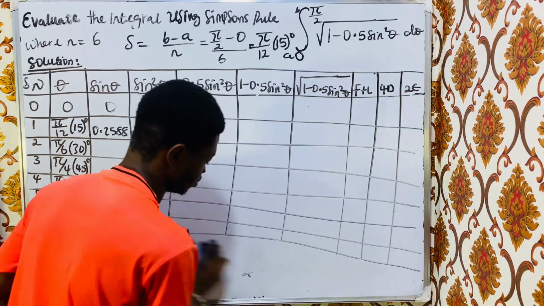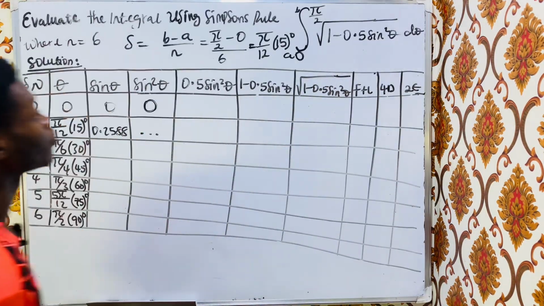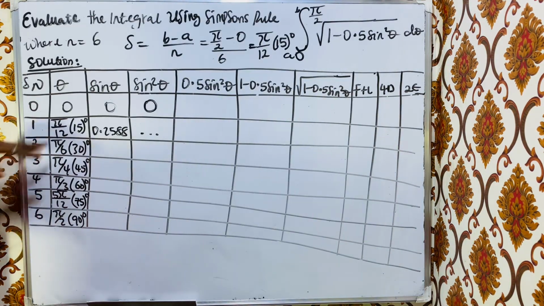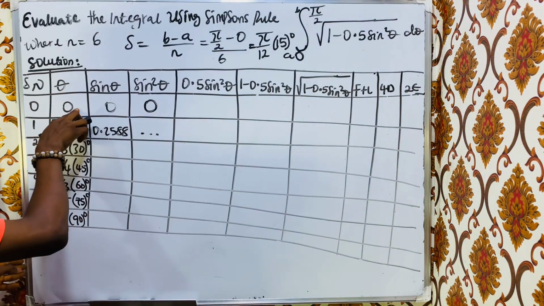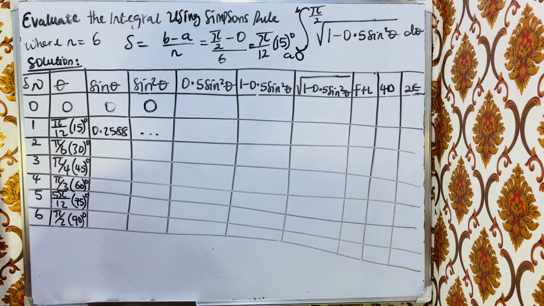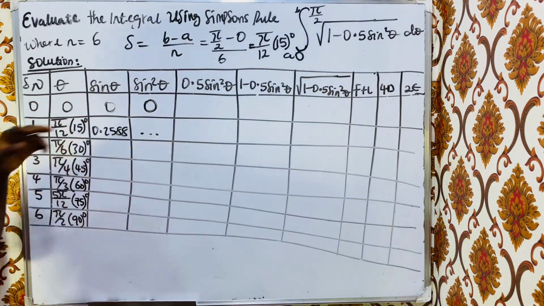Now, because n is 6, we are going to use all the 7 points, in Simpson's rule, as in the trapezoidal rule. So these are all the points. If you want to get theta now, it will be 0 times this value we got here, which is 0 times pi over 12, which is 0.